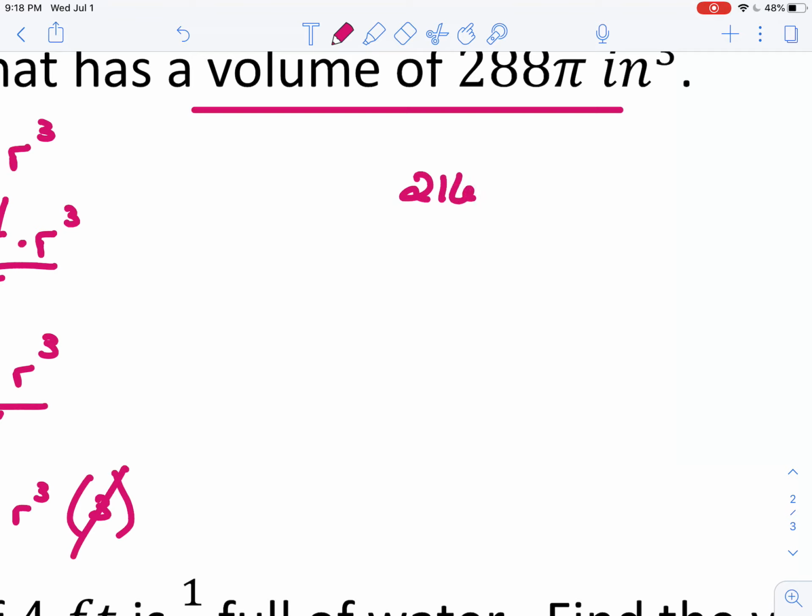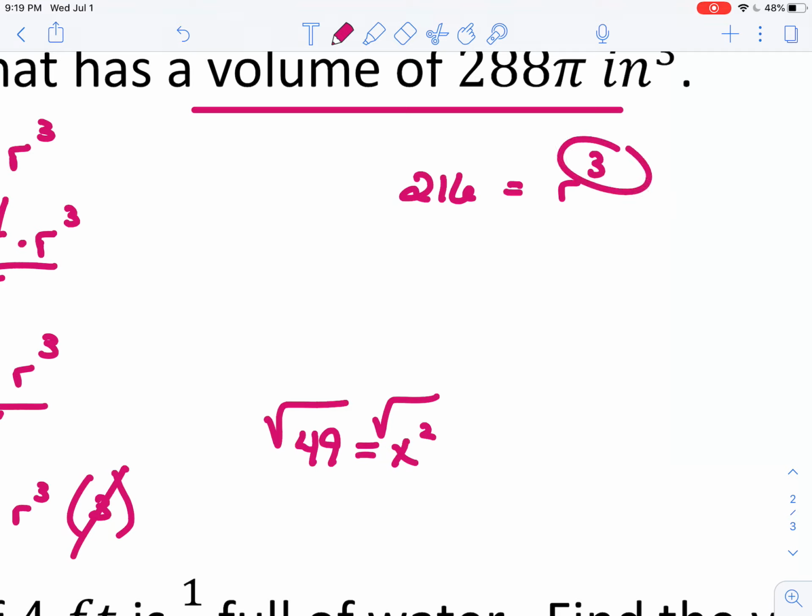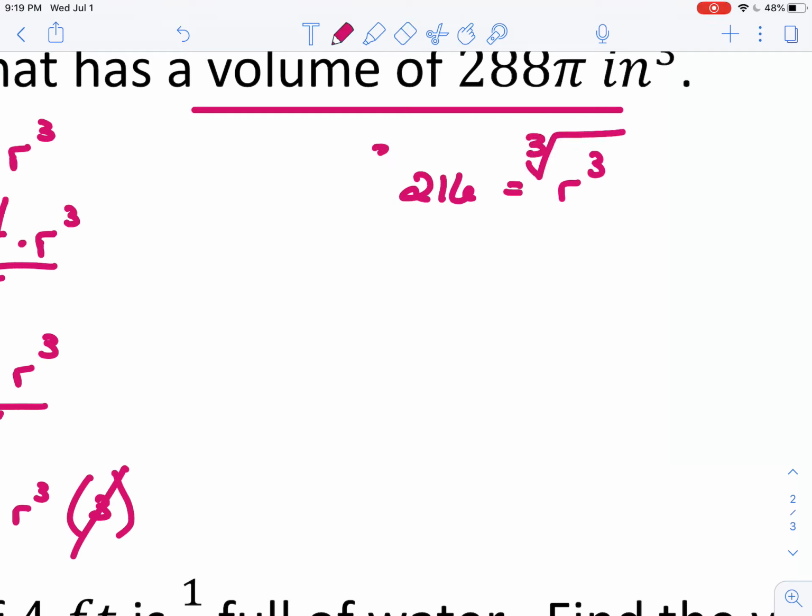So I'm going to write it up here. I have 216 on the left, r to the third on the right. And this is annoying. If you happen to have your perfect cubes memorized, first of all, why? And also congratulations, but the calculator is going to do this for you. I want to know the opposite of to the third power. So if you remember, if I had 49 equals x squared, to solve it, we would square root. I don't have squared here, I have cubed. So the opposite of that is cube root.